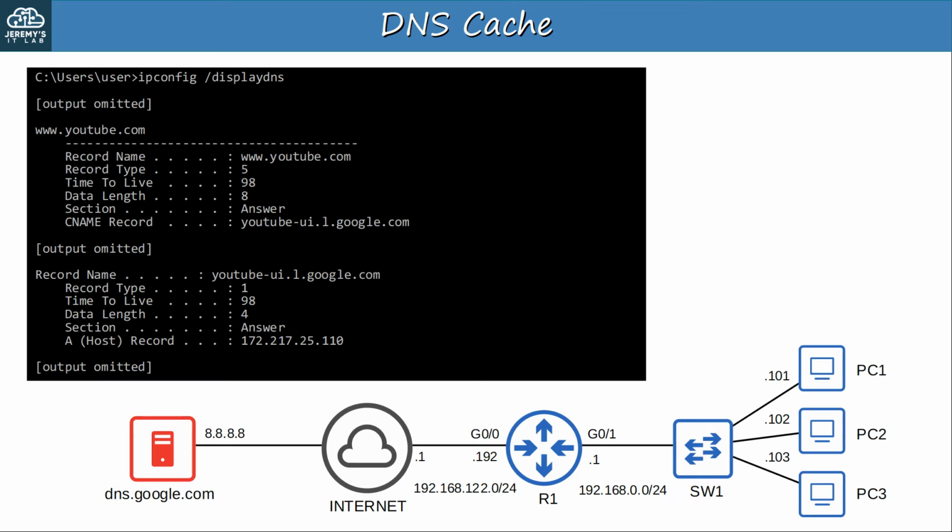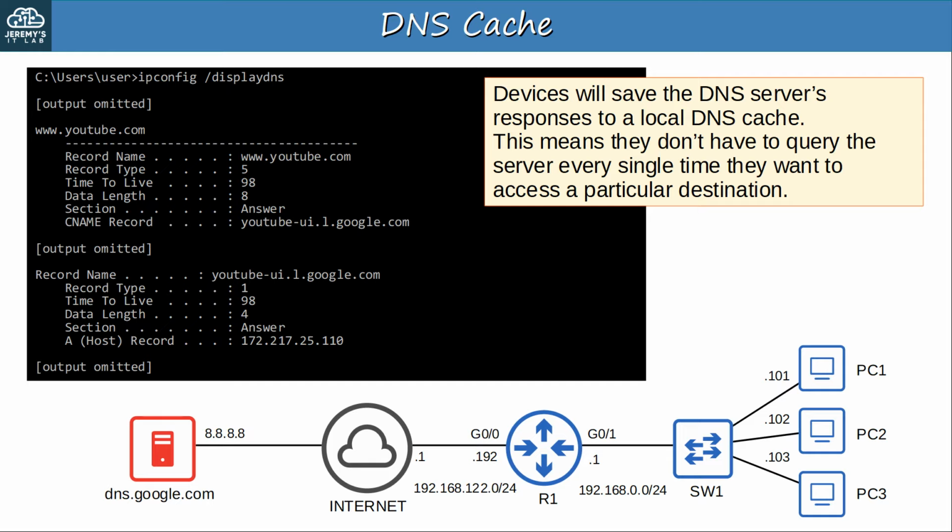Moving on, let me introduce the DNS cache. Devices will save the DNS server's responses to a local DNS cache. This means they don't have to query the server every single time they want to access a particular destination. This saves a lot of unnecessary network traffic. So to view the DNS cache on a Windows PC, use the command ipconfig/displaydns. Here's the record for youtube.com.